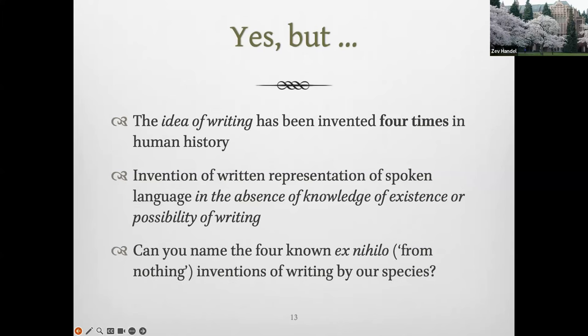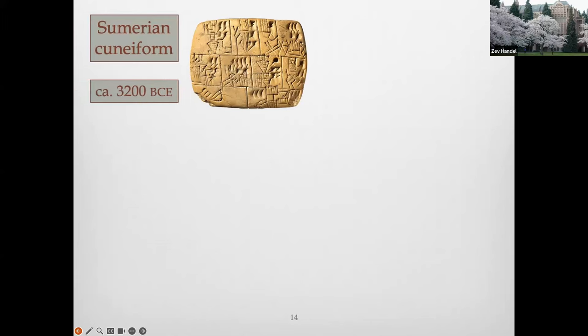Does anyone know what the first invention of writing is in human history? You can raise your hand. Just one, please. Very good. Sumerian cuneiform, how many years ago? I've actually given you the answer already. 5,000 years ago in Mesopotamia, Sumerian speakers invented writing that we now call cuneiform. It's wedge-shaped. What about the second invention of writing?